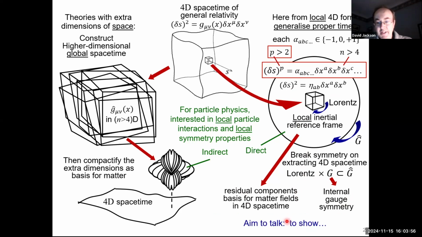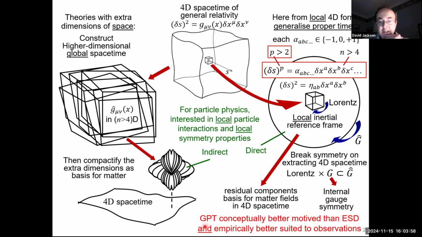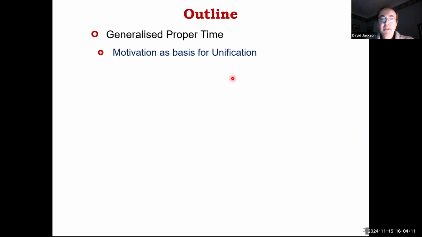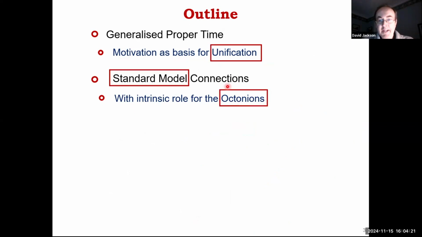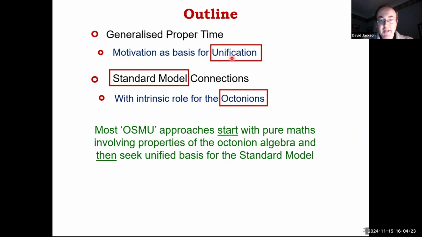The aim of this talk is to show that this idea of generalizing proper time in many ways is conceptually better motivated than extraspatial dimensions, and it's also empirically better suited to the kind of issues for unification. So a kind of brief outline, I'll say more about this motivation as a basis for unification. I'll then say how it connects with the standard model with an intrinsic role for the octonions. So this is how it connects to the octonion standard model and unification for this OSMU series of talks.